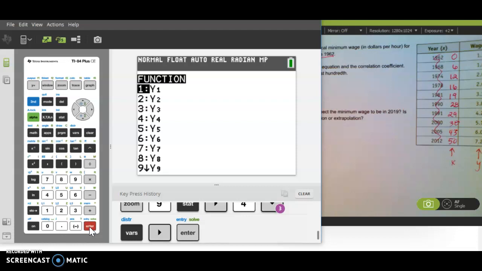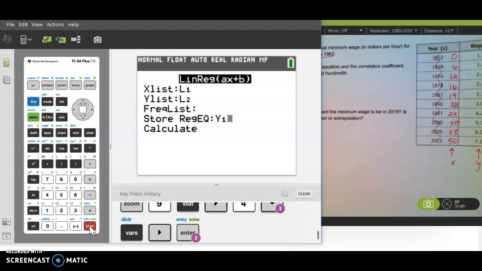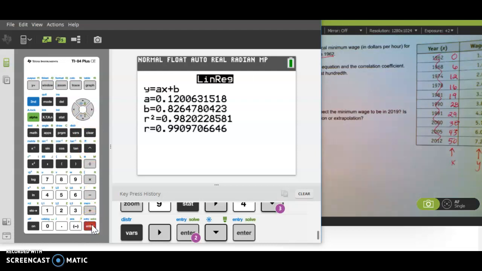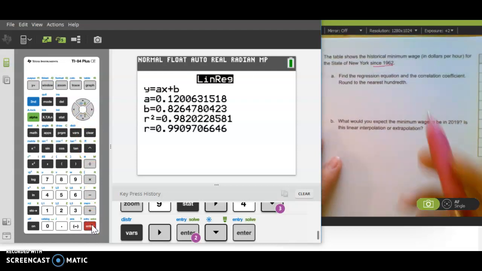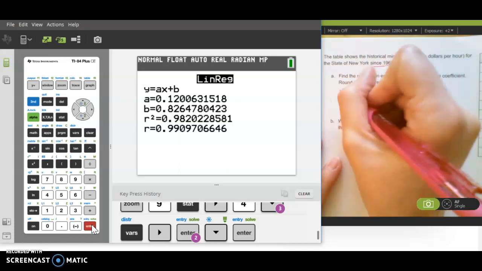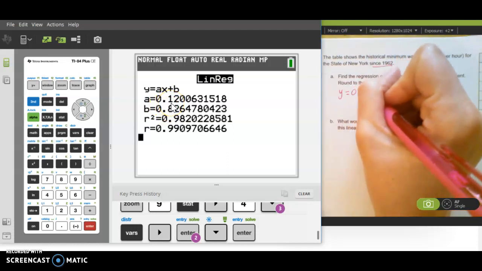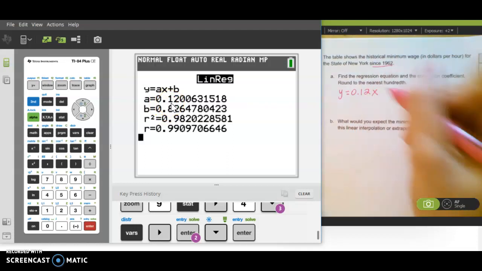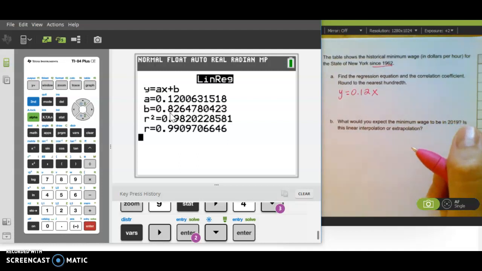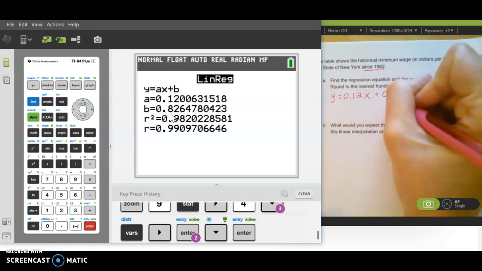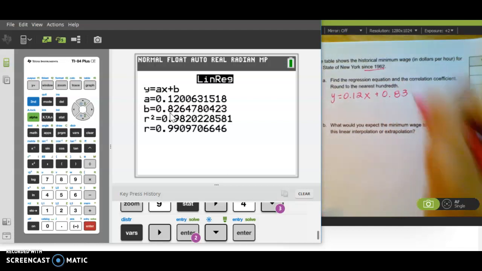Then we want that first one, Y1, so just press enter again and go down to calculate. All right, now we can write that equation. So our regression equation is going to be Y equals. Well, here's our A value. A is 0.12. Again, we're rounding to the 100th. Then we put the X, and our B is going to be 0.83. So that's our regression equation.